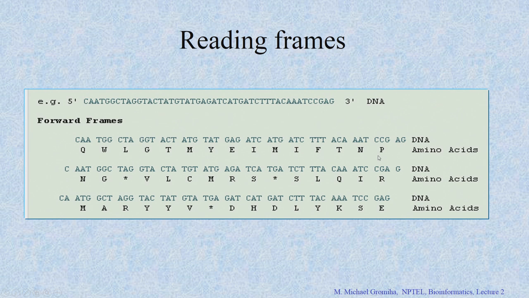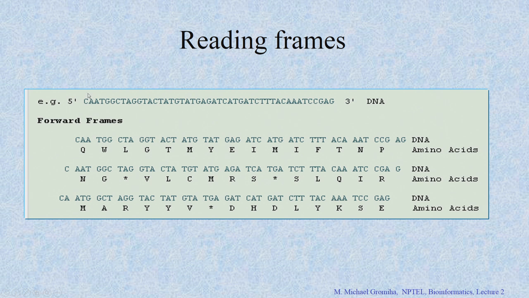So, for each sequence we have 6 reading frames. How to get the 6 reading frames? 3 in the forward direction and 3 in the reverse direction. How to get the 3 in the forward direction? For example, this is the 5 prime to 3 prime DNA sequence. First you cut into codons of 3 nucleotides, CAA, TGG, CTA and so on. Then CAA codes for Q, TGG codes for W and CTA codes for L. So, you get the amino acid sequence; this is one frame.